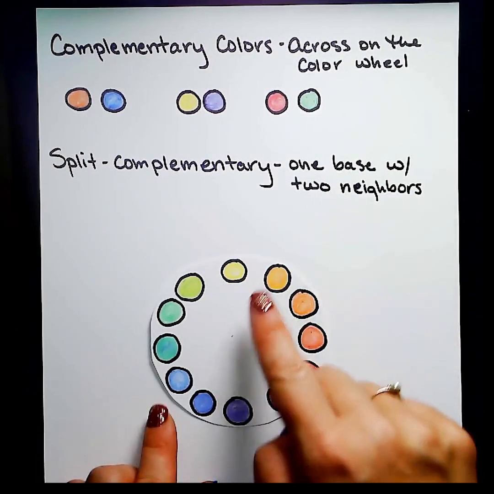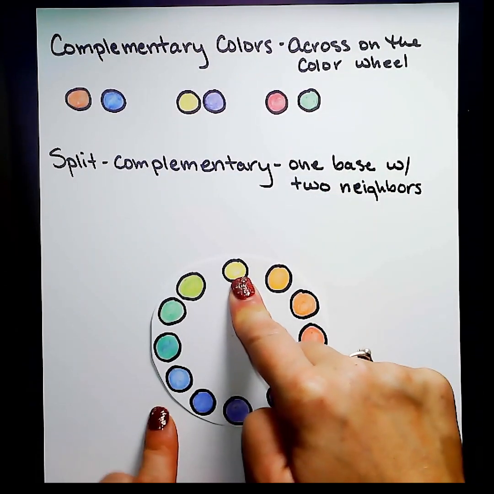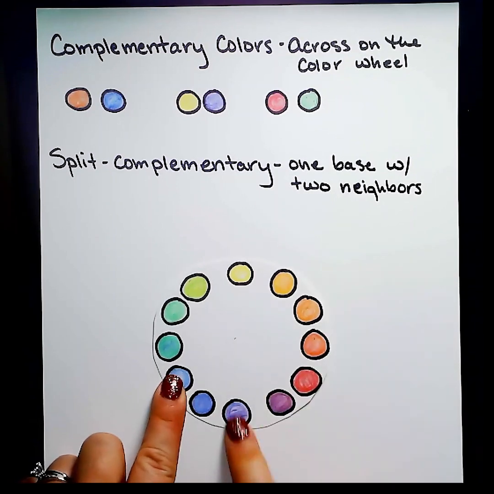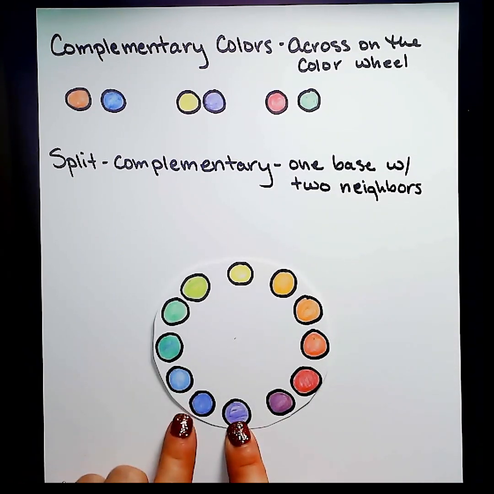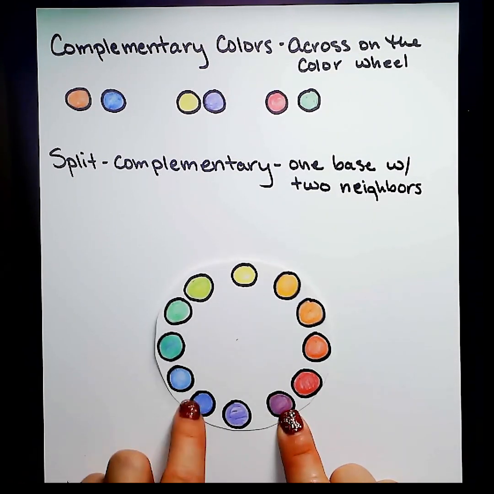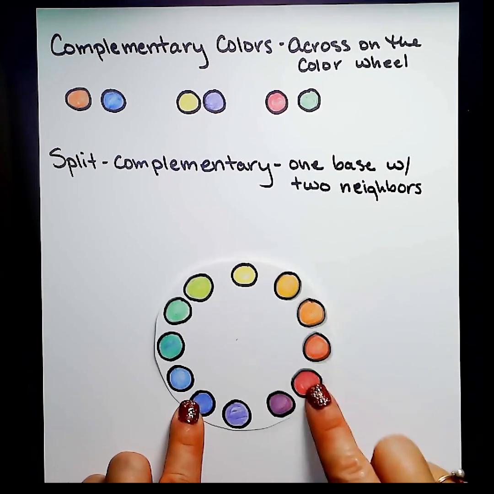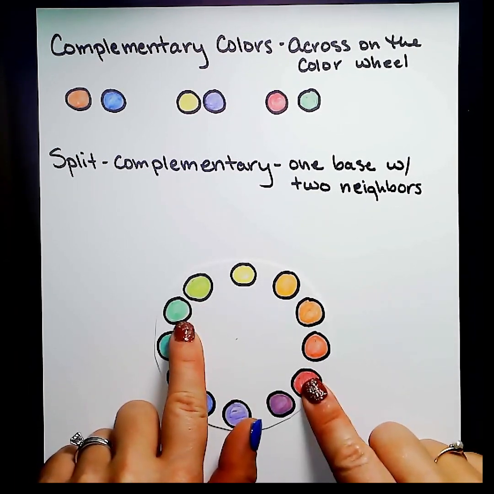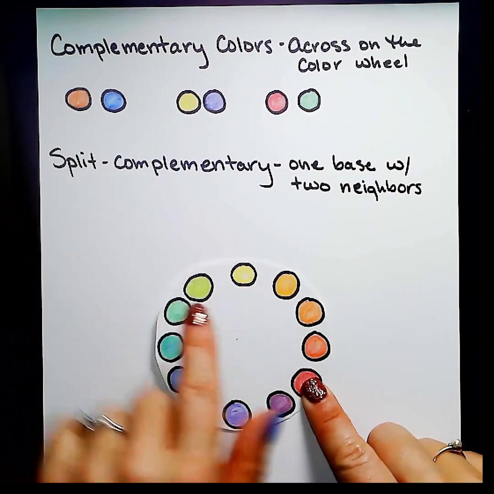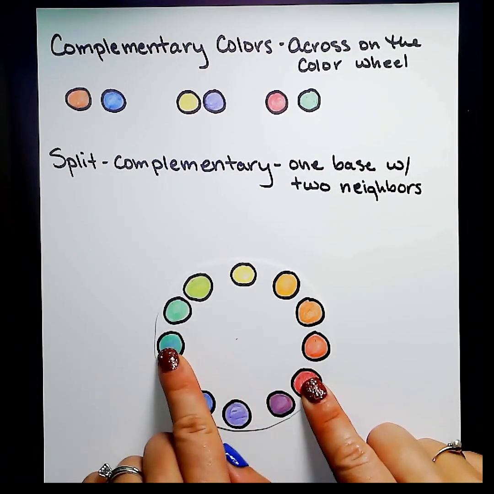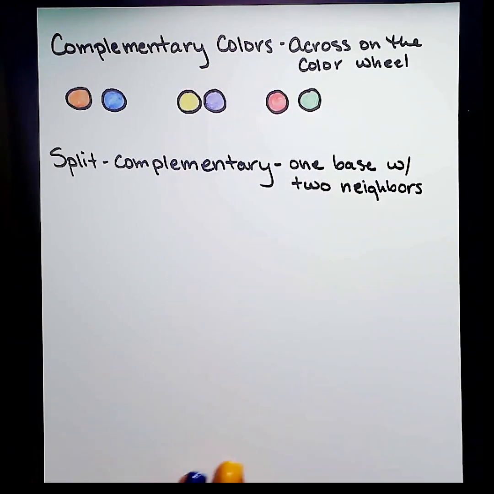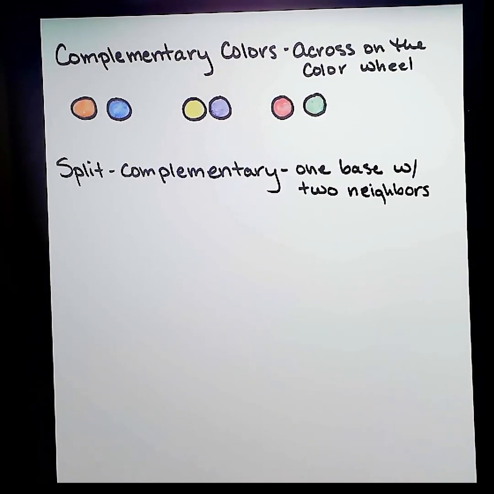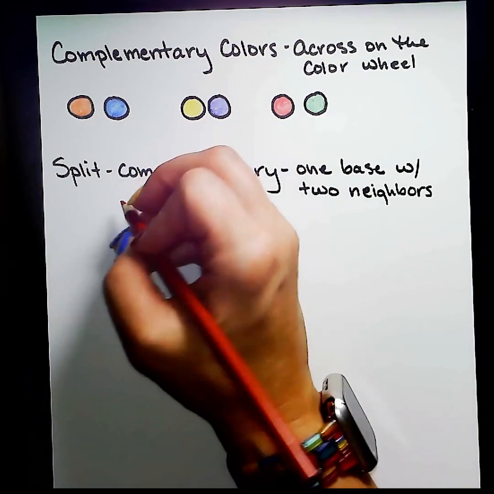So that's one base with two neighbors. So for example, yellow, the complementary of that color is purple, but we're going to use its neighbors. So we're going to use blue violet and red violet. So those are the split complementary of yellow. If we take red, our complementary color is green, but we need its neighbors. So we're going to use yellow green and blue green. So let's fill some of these in on our worksheet here.